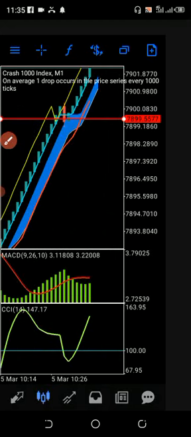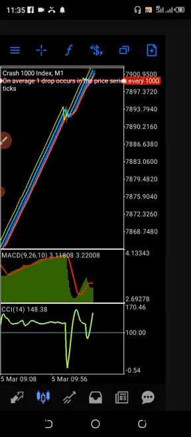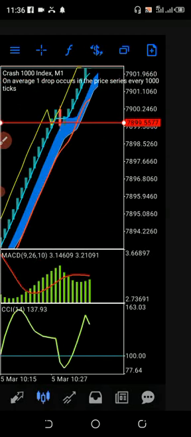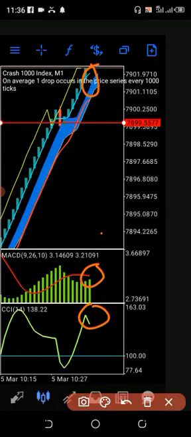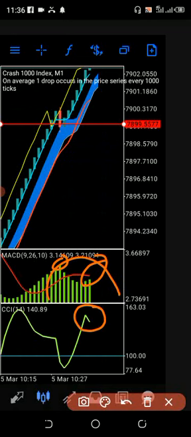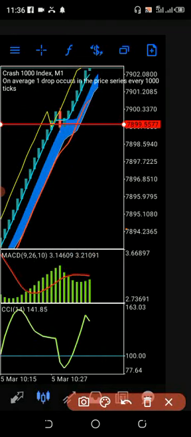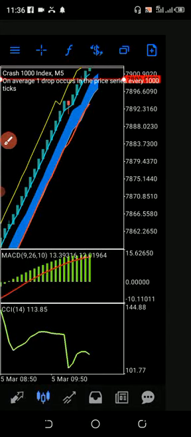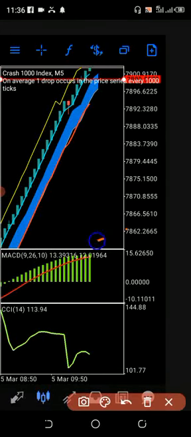anytime you see a spike drop in your 1 minute time frame, how will you know that more spikes are coming? Have you seen how this thing is making a curve? Watch here. Have you seen? So anytime this thing is forming a circle like this, you go to your 5 minutes time frame. Check. So apart from that, Crash 1000 always has strength and momentum before the spike drop.